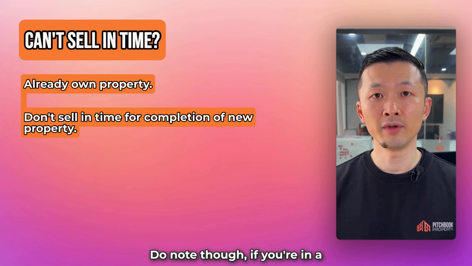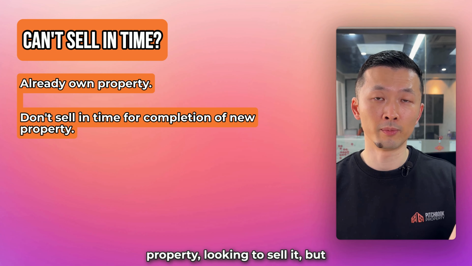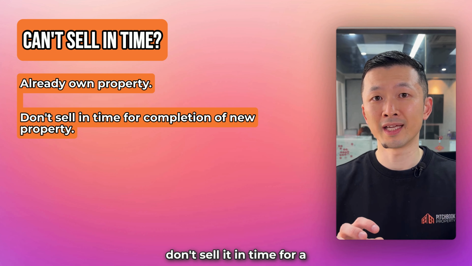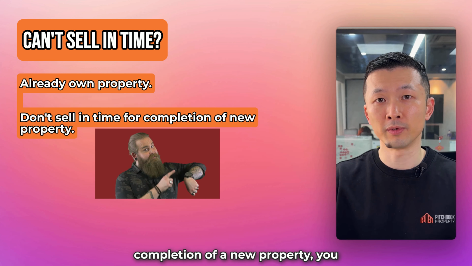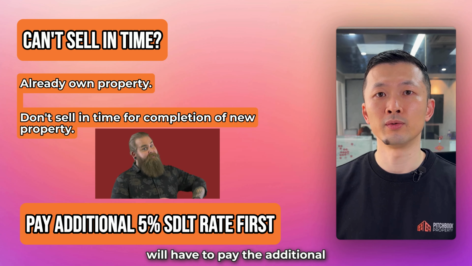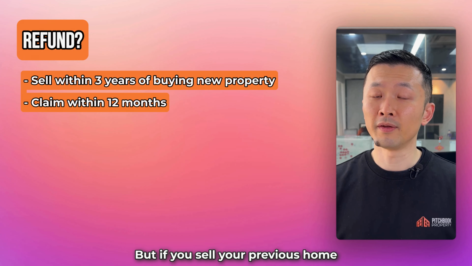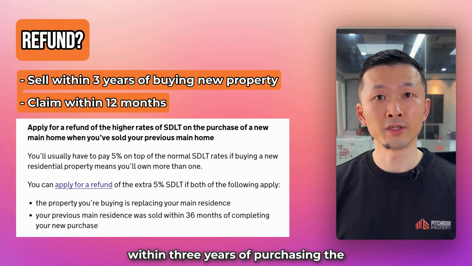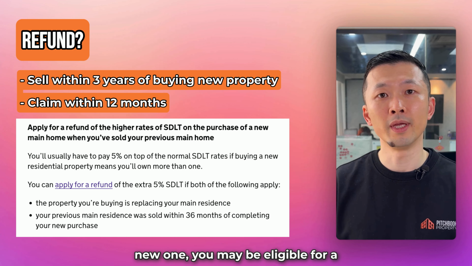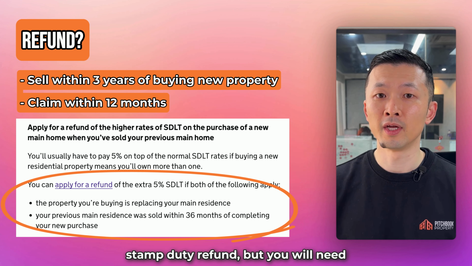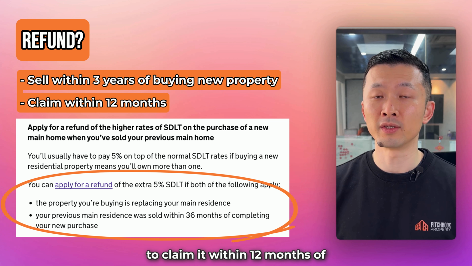Do note though, if you're in a situation where you already own a property, looking to sell it but don't sell it in time for the completion of a new property, you will have to pay the additional surcharge on the new property. But if you sell your previous home within 3 years of purchasing the new one, you may be eligible for a stamp duty refund, but you will need to claim it within 12 months of selling your home.